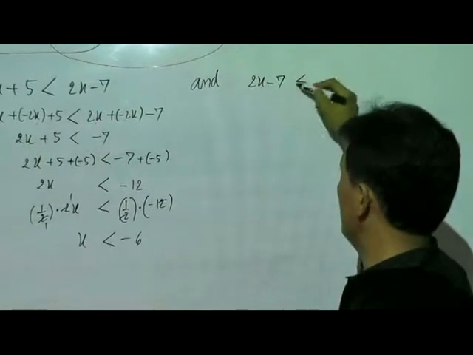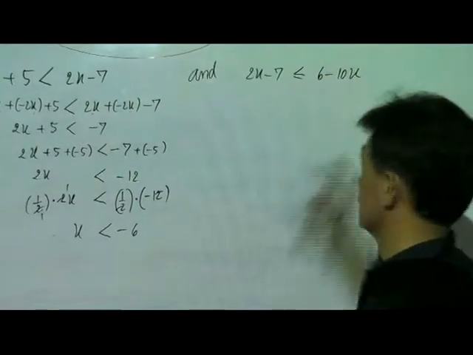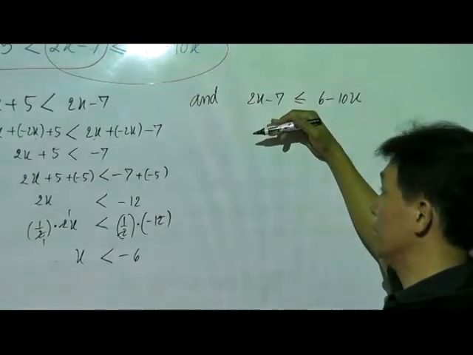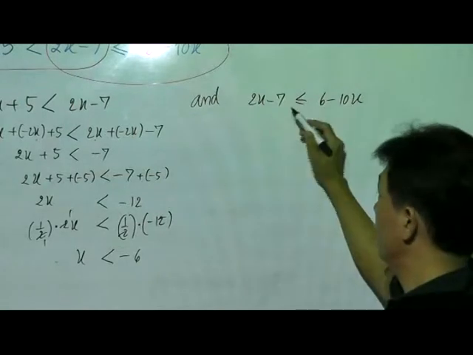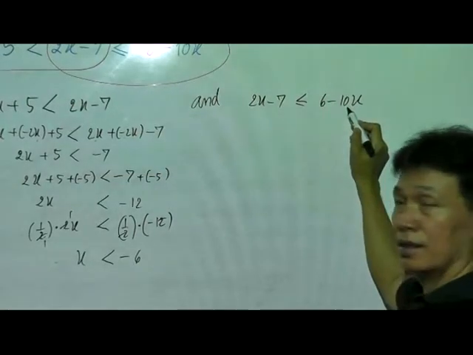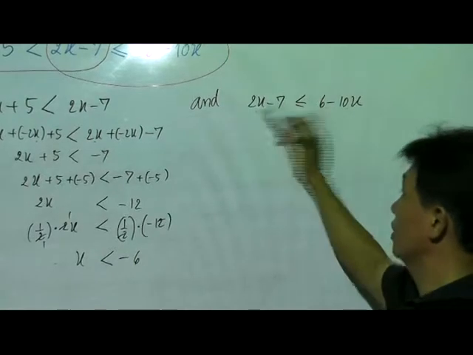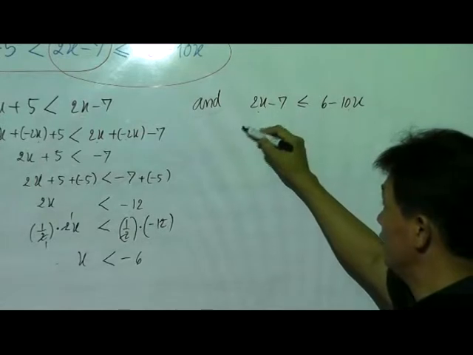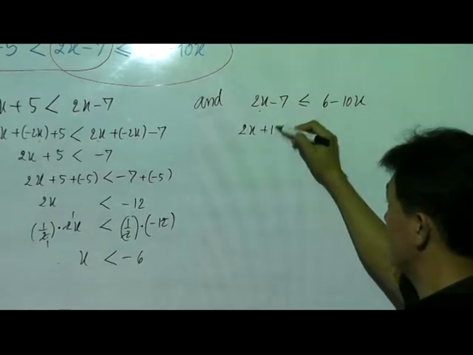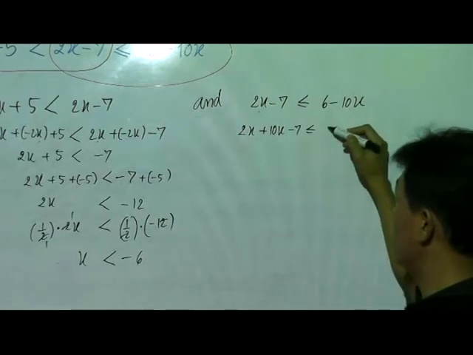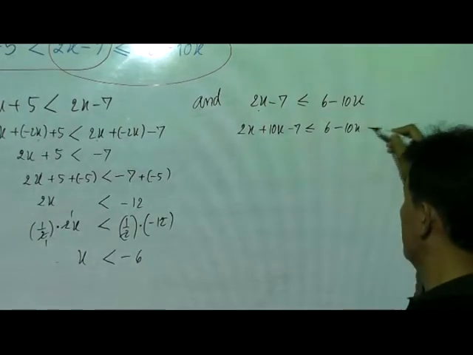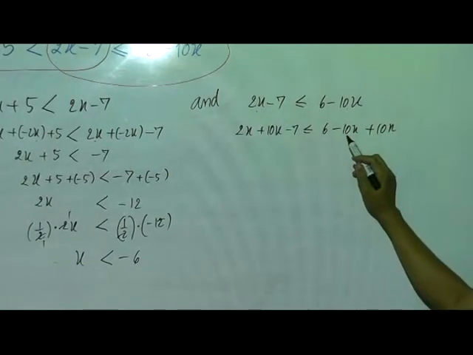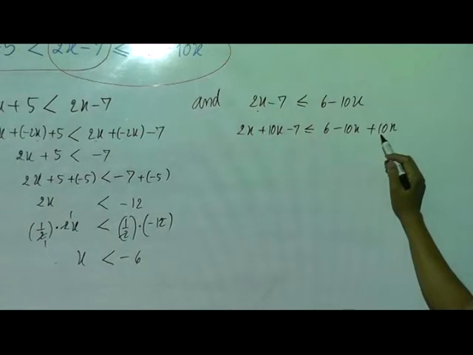Now 2x minus 7 is less than or equal to 6 minus 10x. We try to solve this inequality like the first one. We try to get x on the right side. This means 2x plus 10x minus 7 is less than or equal to 6 minus 10x plus 10x. I want to get rid of this negative 10x, so I add 10x to this side.